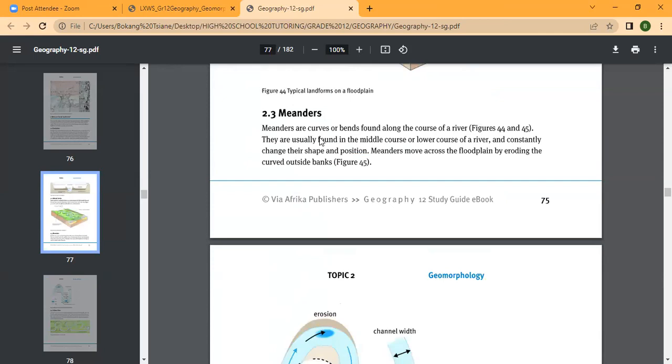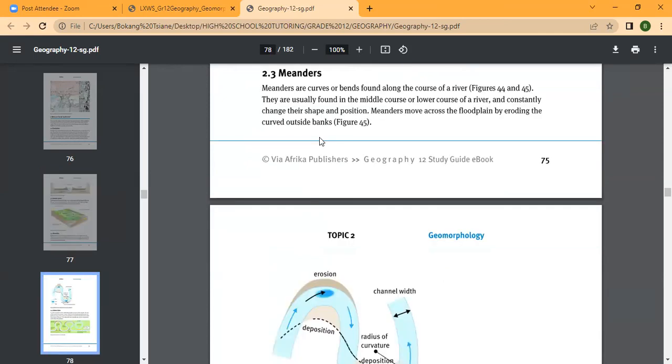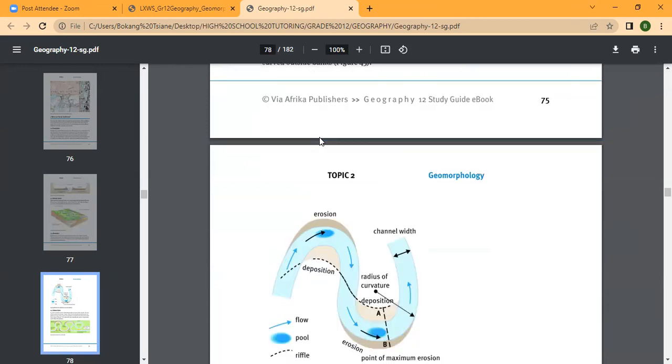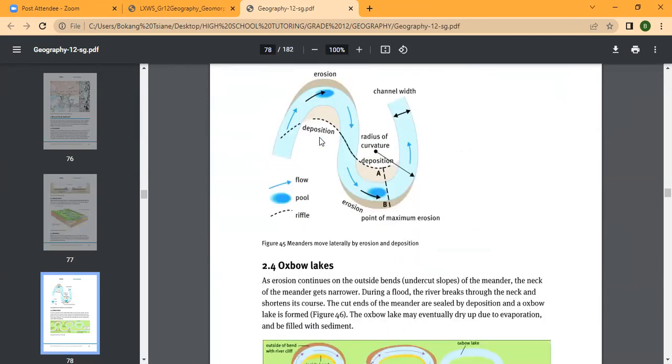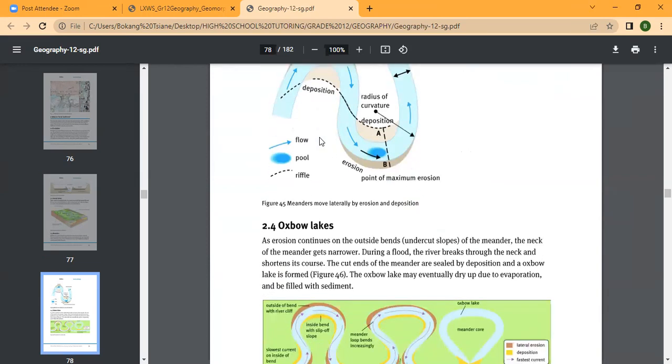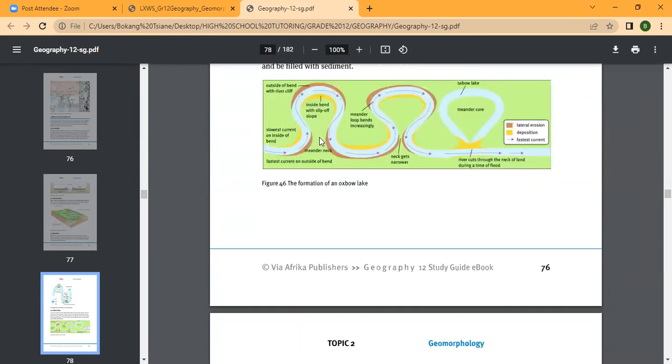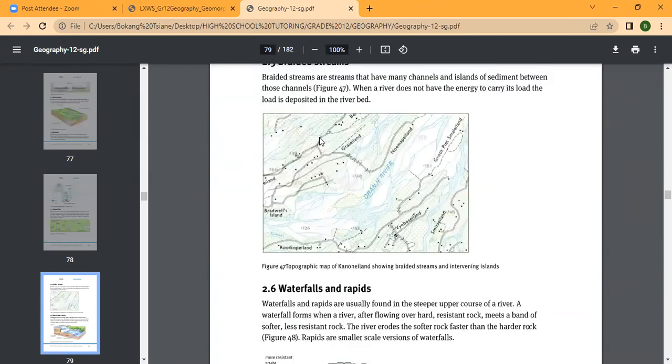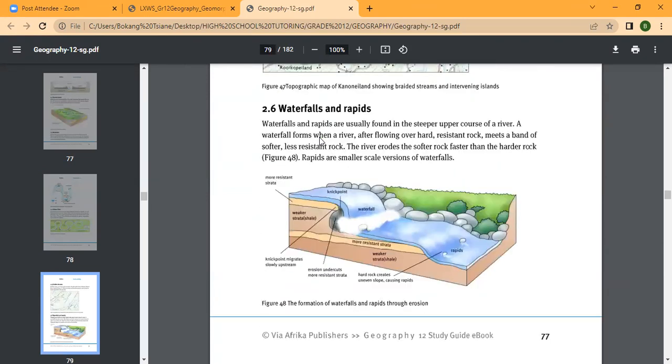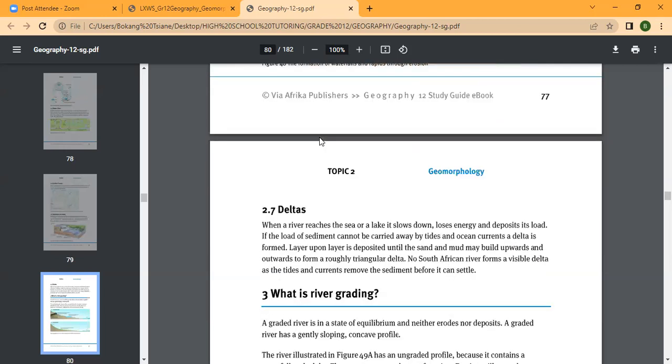meanders. So the meanders are the curves of a bend that a river forms when it's moving. And the reason a river meanders is because maybe the river reaches an obstacle and it can't move past the obstacle. Then the river has to find a new course to move through. So we have a meander. And then we have oxbow lakes. We have braided streams. We have waterfalls. We have deltas. And then we're going to start with river grading.